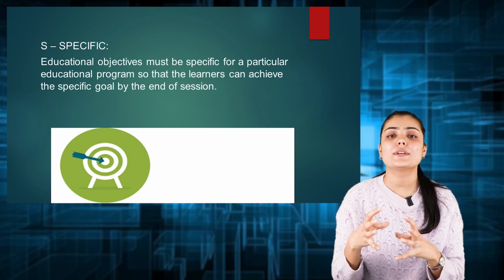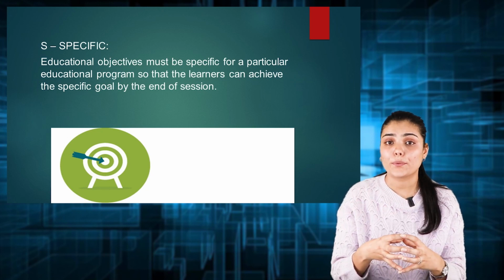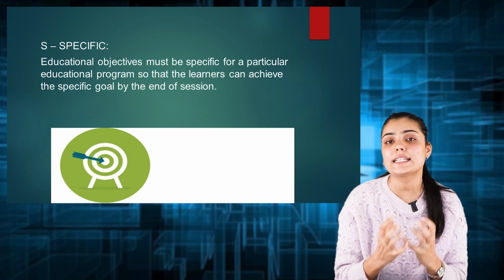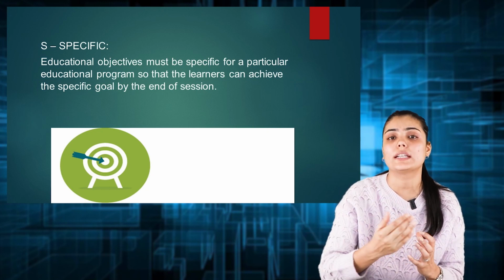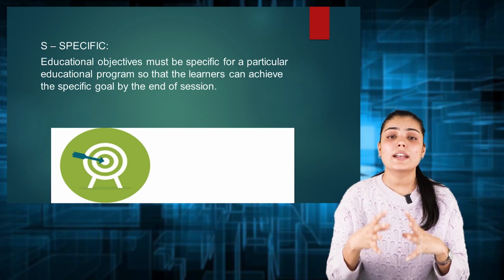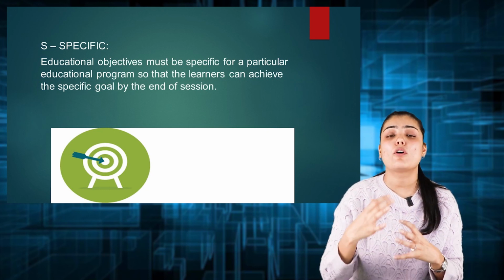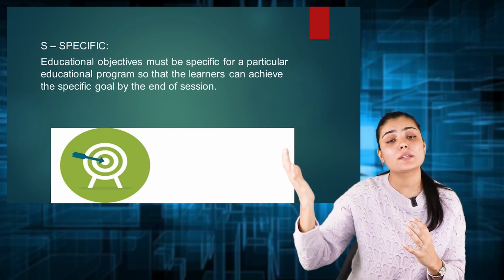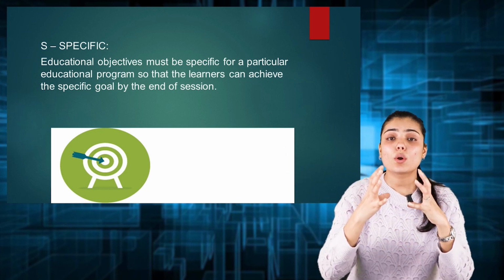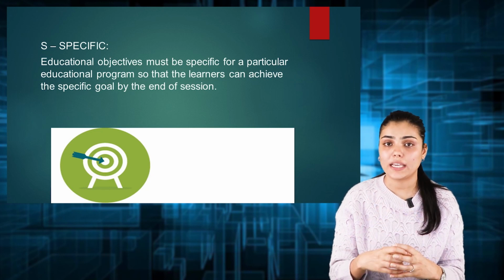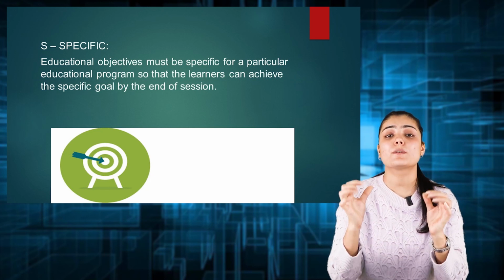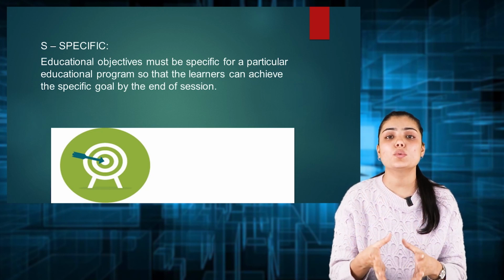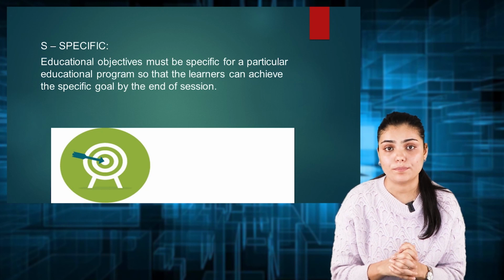So, the educational objective for a given period, or the selected content, must be specific to the content that is selected and being taught in the particular class. For example, if today's class is about formulating objectives, I cannot formulate objectives about principles of teaching. According to the session that is being carried out, the objective must be formulated specifically to the content that is being taught to the students in that particular session.